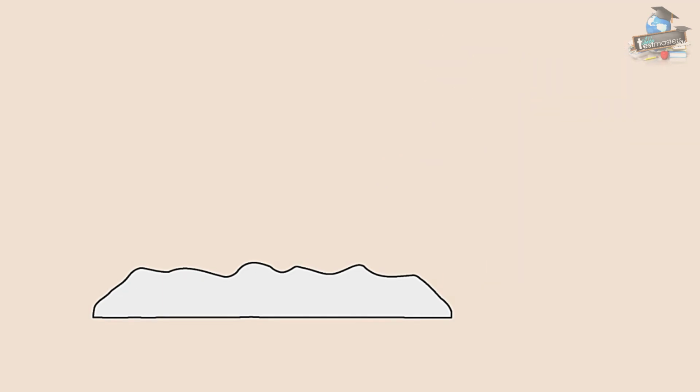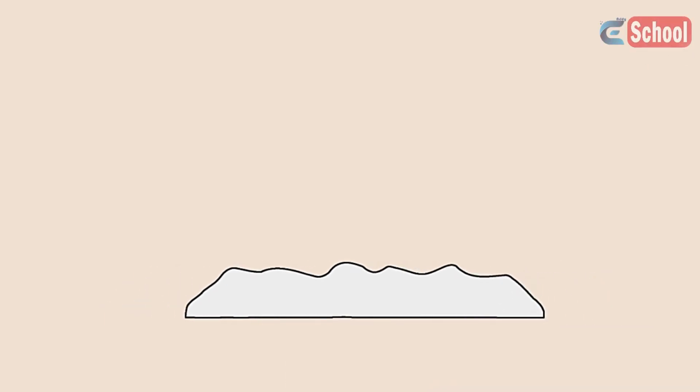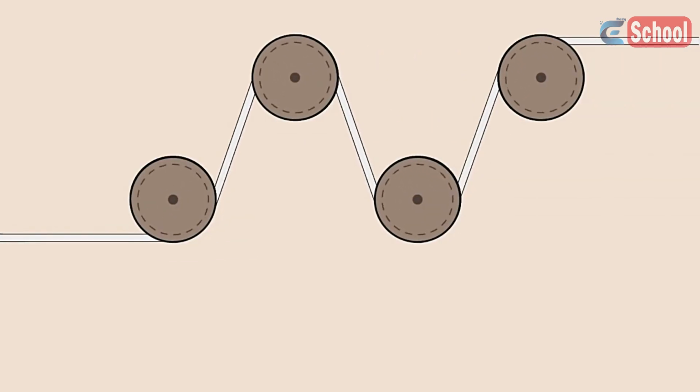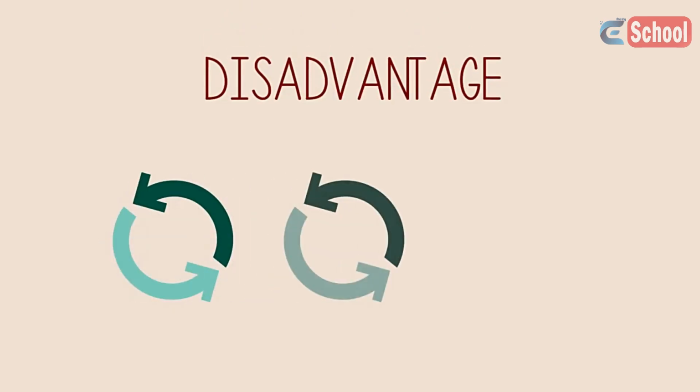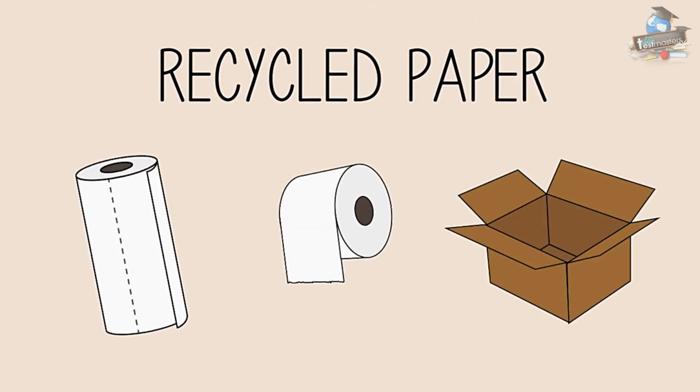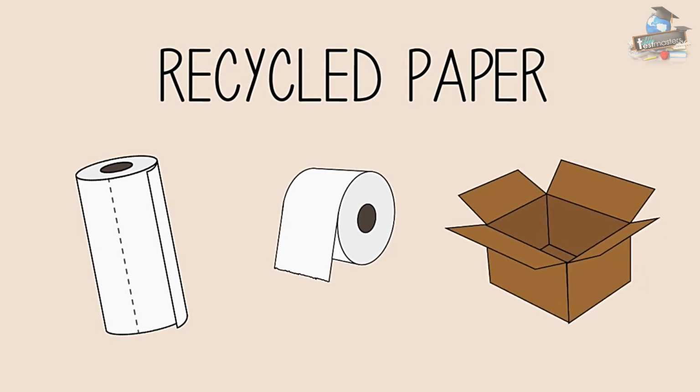The cellulose fibers in the slurry are mixed with new pulp and then allowed to settle on a gauze and rolled to form the new sheets of paper. This step also removes any excess water from the slurry before it is air dried. The main disadvantage with recycling paper is that it can only be done a few times. Recycled paper is usually used to make kitchen rolls, toilet paper, and packaging materials.